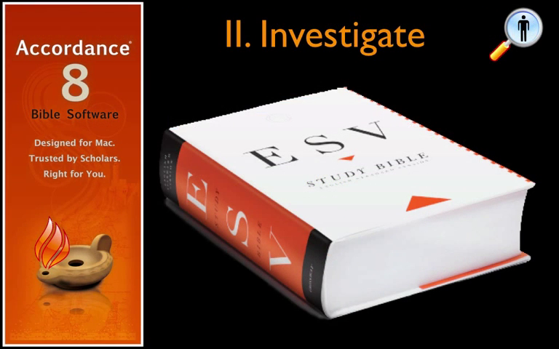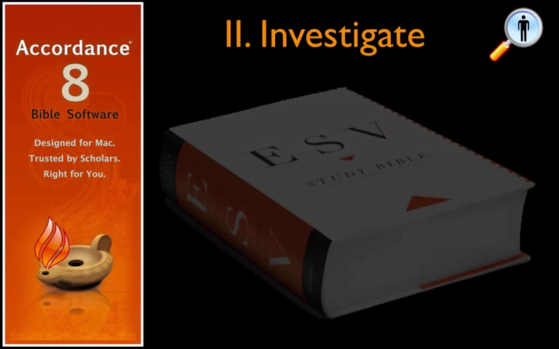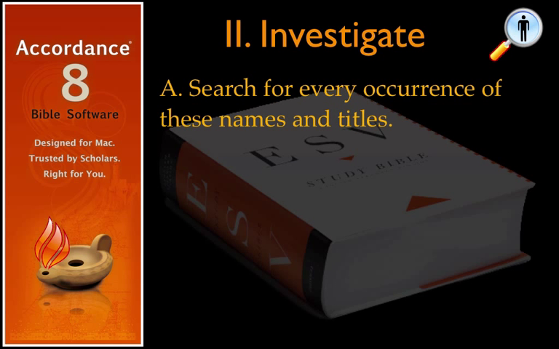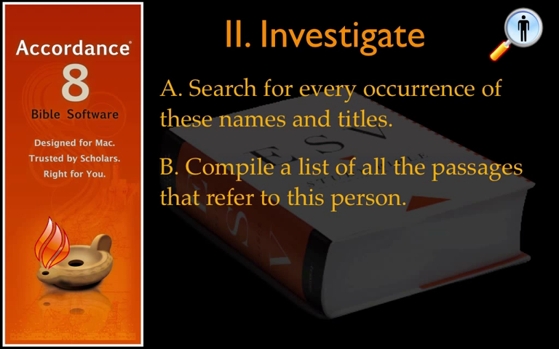Armed with the information from step 1, it's time to investigate this person's life. Perhaps we ought to think of ourselves as detectives, trying to find out as much about this person as possible. In this step, we'll use multiple sources, but begin with the Bible itself. We use Accordance to search for every occurrence of these names and titles, then compile a reference list of those passages that refer to this particular person. For now, it's important to let ourselves be guided by the Bible dictionary article we've chosen.